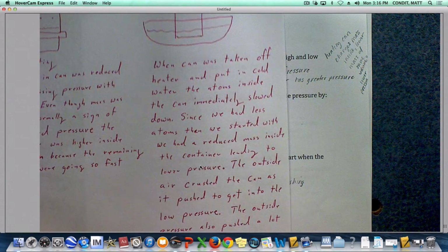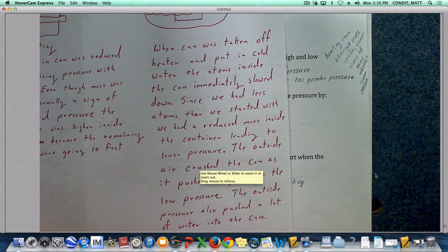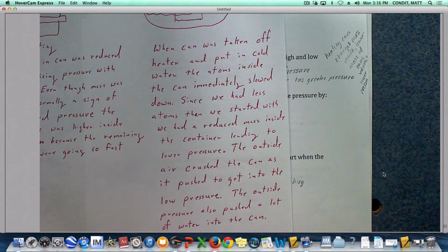And so you can see on this, when the can was taken off the heater and put in cold water, the atoms inside the can immediately slowed down. Since we had fewer atoms than what we started with, because we expelled them from the can with heat, we had a reduced mass inside the container leading to low pressure. The outside air crushed the can as it pushed to get back into the low pressure, and the pressure also pushed a lot of the water in.